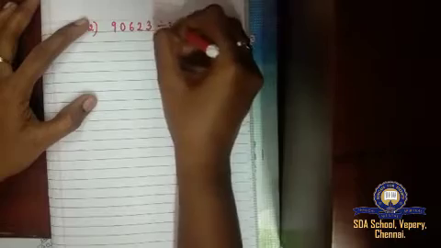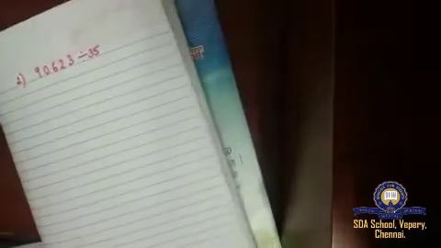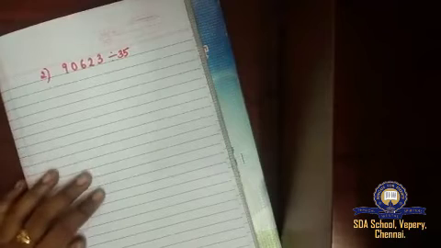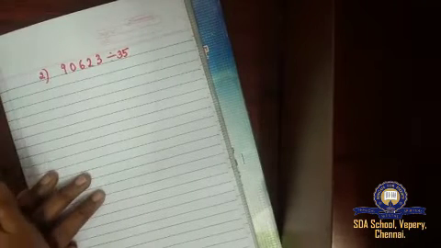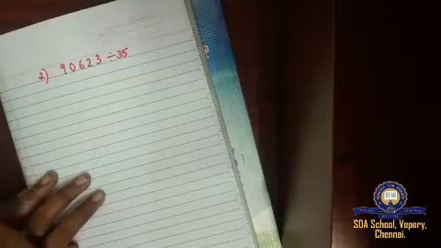Remainder is equal to 6. Okay children, did you all understand this sum? Shall we do another sum? Yes. Next sum, second sum.